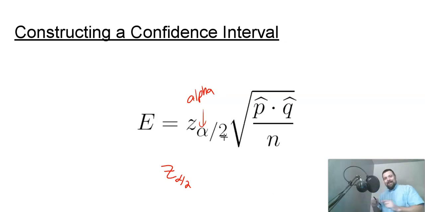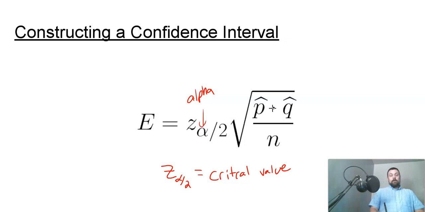In the next dream level, right? We're not quite there yet. But it's Z sub alpha divided by 2. This is called the critical value, which we also haven't talked about yet, which will be the next dream level that we're going to talk about, right? Times the square root of p hat times q hat divided by n.